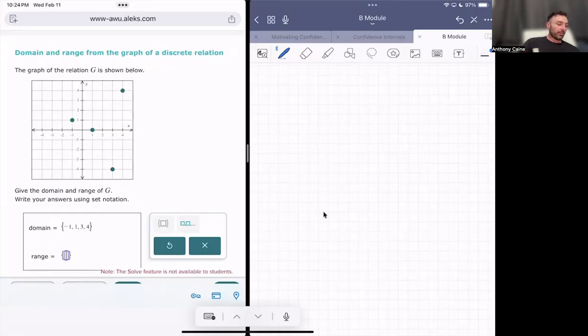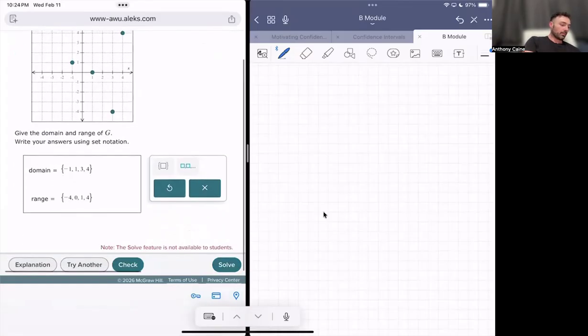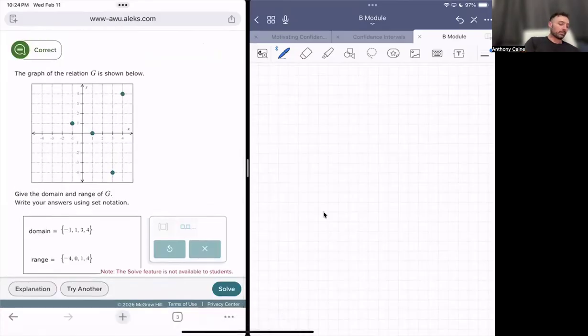What values do we see as y values? I'm going to go from bottom to top, and at the very bottom, I see a -4. I see a 0, +1, and +4. Okay, that's it. That's all this wants.